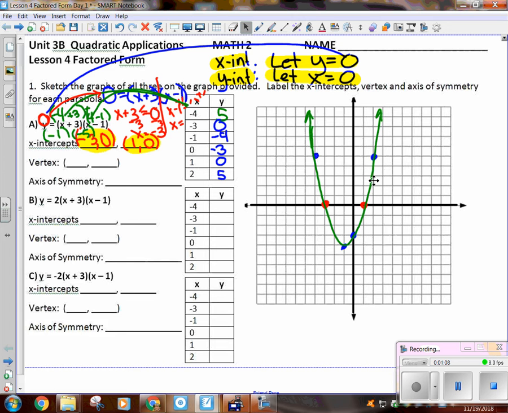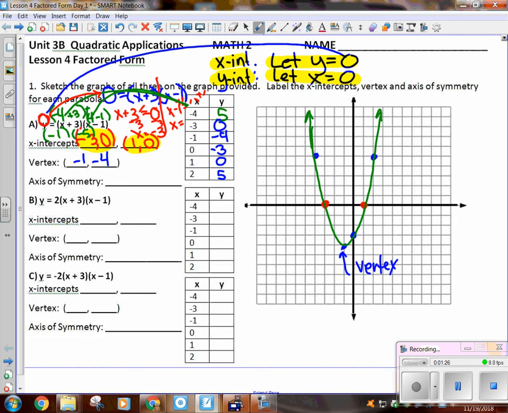Now the next point, where's the vertex? Which one of the points that we're looking at is the vertex? The very bottom one. So this becomes our what? Vertex. What is the vertex of this graph? Okay, -1 and -4. Good.